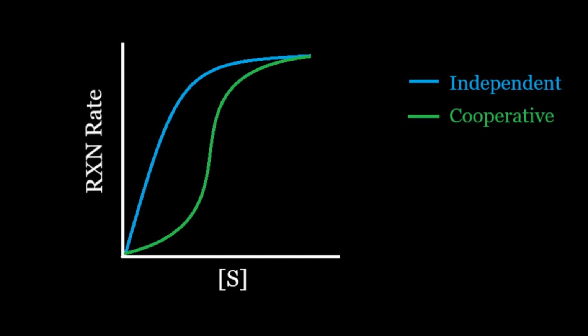If each binding site acts independently, we get a hyperbolic curve. That's the one in blue. The reaction rate rises quickly and then plateaus as the enzyme becomes saturated.